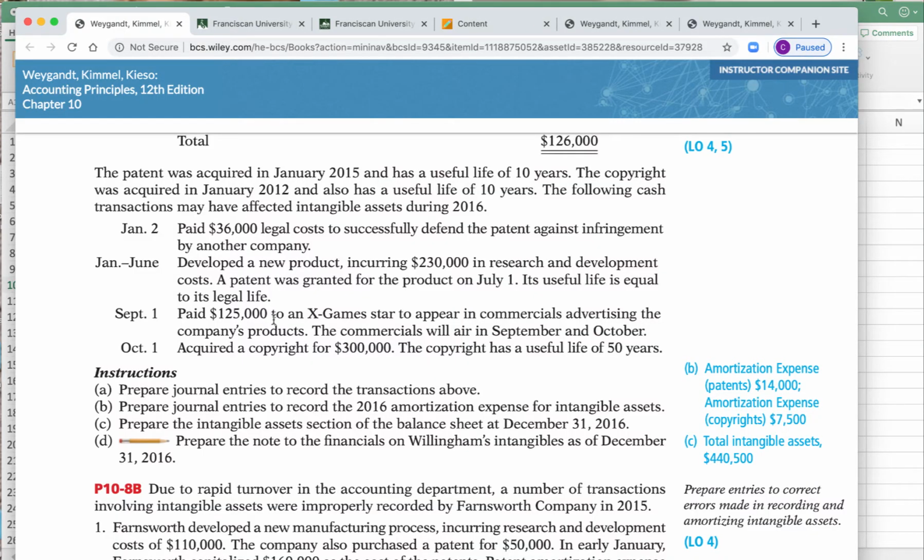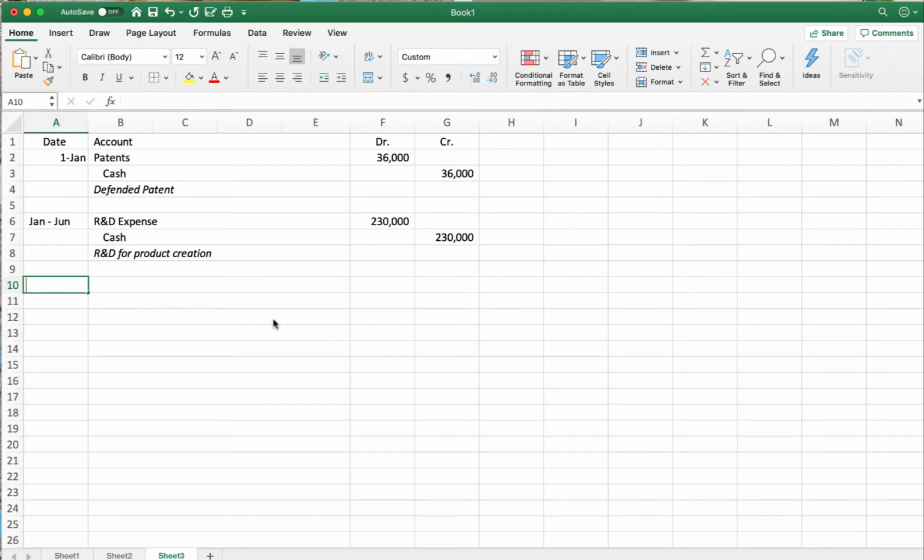September 1, paid $125,000 to an ex-game star to appear in commercials advertising the company's products. The commercial will air in September and in October. Okay? We're just going to expense the whole thing, right? We're not going to book a prepaid advertising expense for, you know, one half of that. We're just going to book the whole thing just to make it easier.